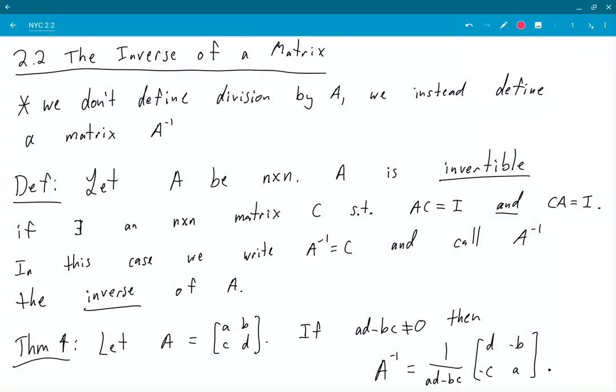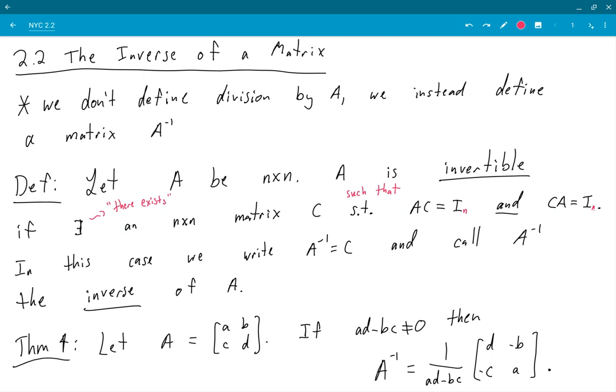So, in the real, okay, this symbol here means there exists an n by n matrix C such that both AC and CA are I. If you wanted, you could put an N here as the subscript on I. Should be an N. Oh no, I'm just going to leave it I N.